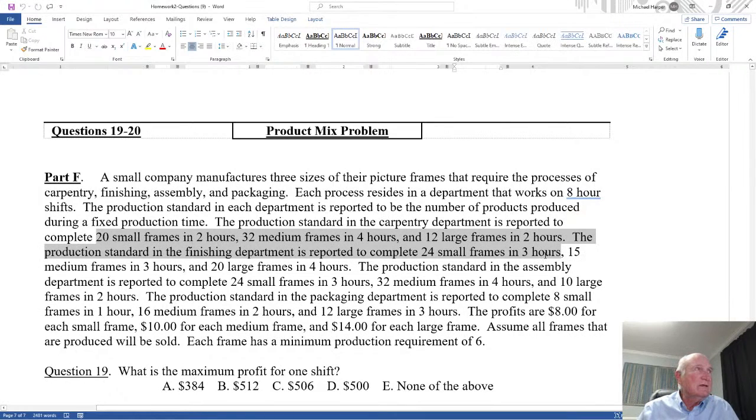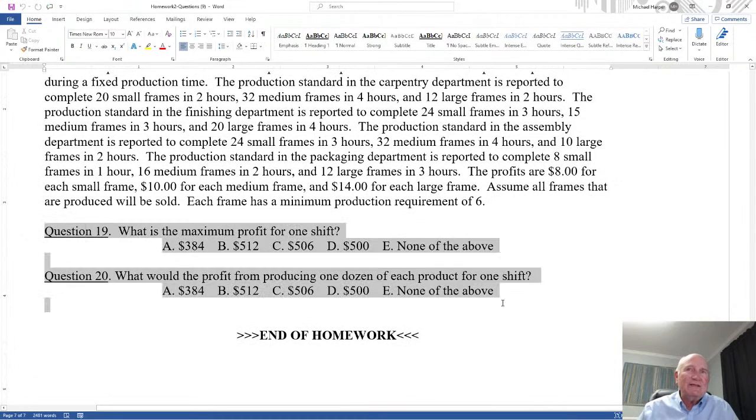24, 3, 15, 3, and 24. Yep, that's what I got. 24, 3, 32.4 and 10.2. Yep. And this last one is 8.1, 16.2, and 12.3. Yep. And it's 6. Yep. So these numbers will be right. 19 and 20 will have an answer.